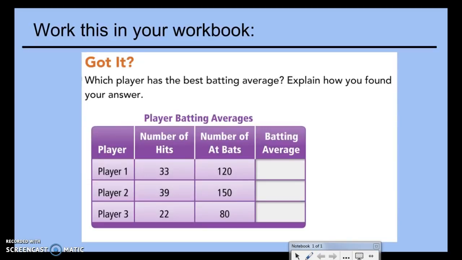Alright, this is another chart that I want you to copy into your notebook. Player batting averages. All I want you to do is copy down the label and the chart. Okay? You have player 1, 2, and 3, the number of hits, and the number of at-bats. You're going to put your batting average. And I want you to put it as a decimal, so you're going to have to figure out what the fraction is first and then turn it into a decimal. Okay? When you think you figured it out, push play and see if your answer was correct.